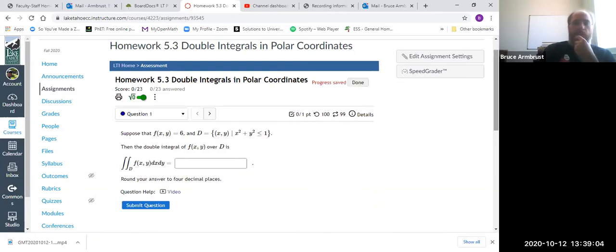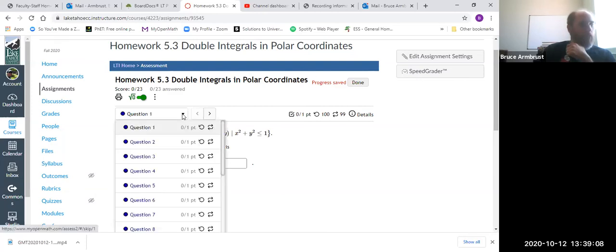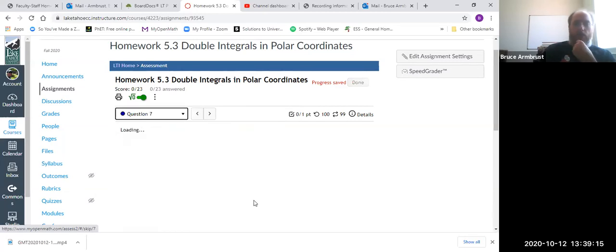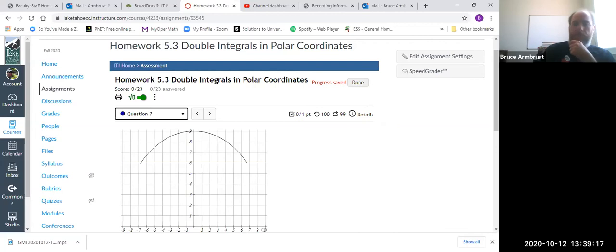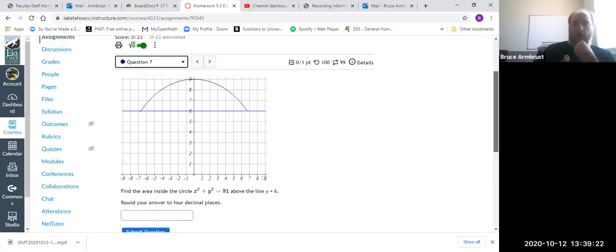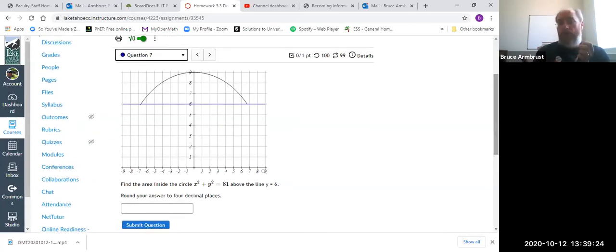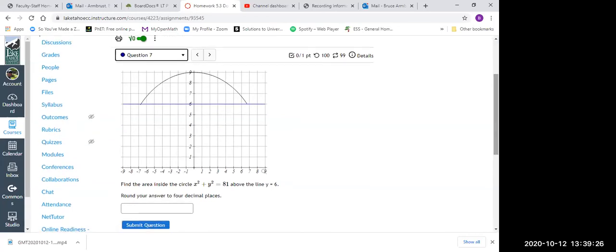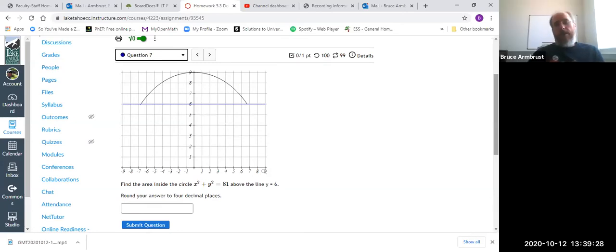But let's recall what we have to do anytime we're doing anything in polar coordinates. What are the first things we have to do if we're going to take an integral and do it in polar? Get it in polar form. Okay, we need to convert, right? And the conversions are x equals r cosine theta and y equals r sine theta. So we always need to do that.